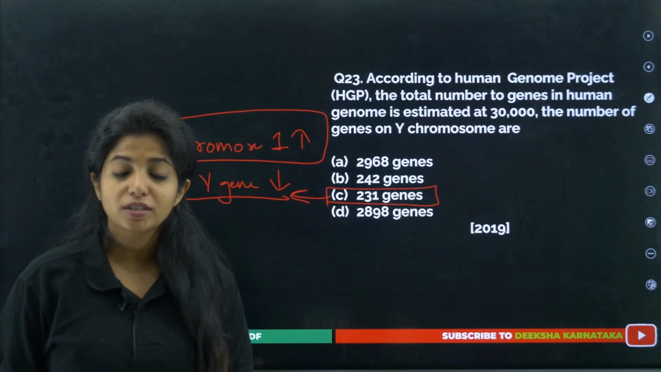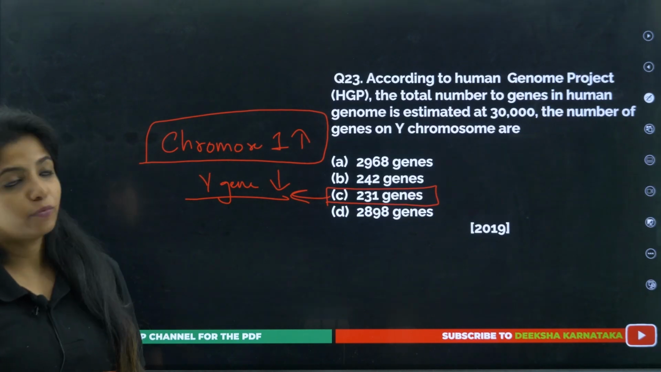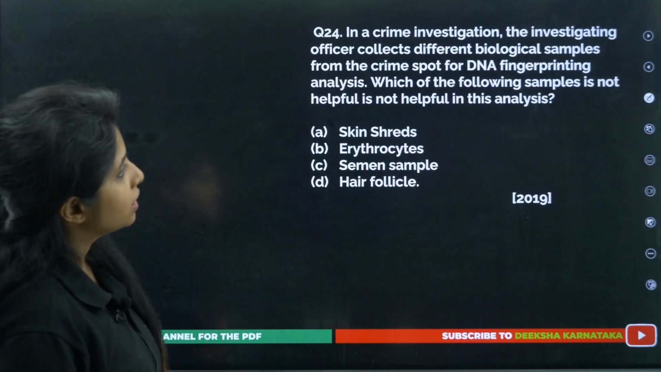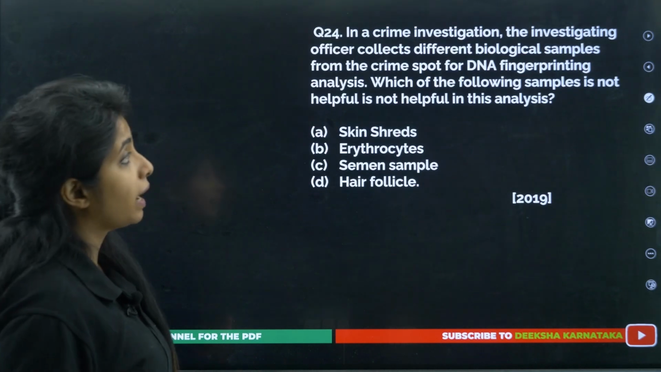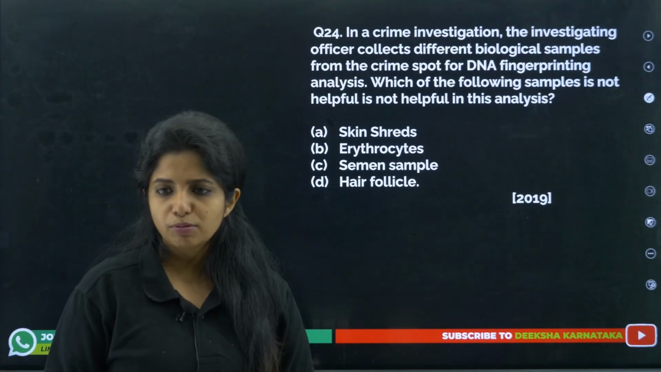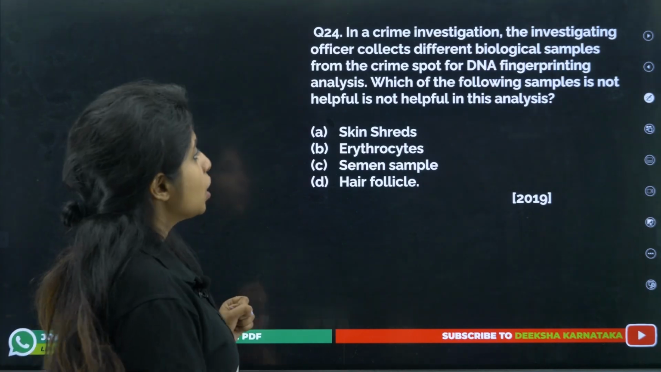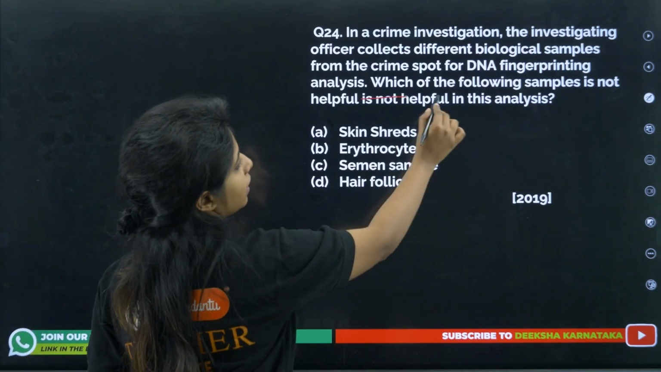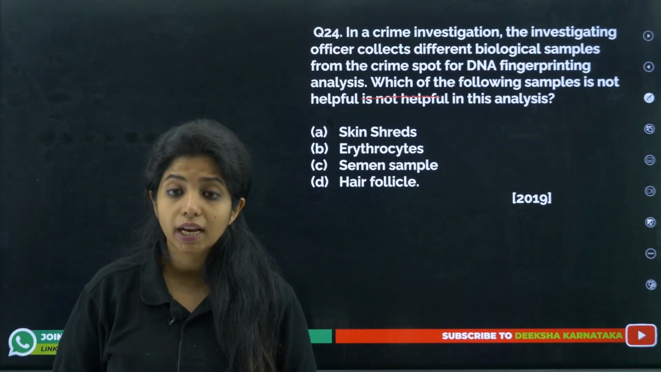Okay, this came in 2019. This is given under the Human Genome Project. Next question. In a crime investigation, the investigating officer collects different biological samples from the crime spot for DNA fingerprinting analysis. Which of the following samples is not helpful in this analysis, my dear children?